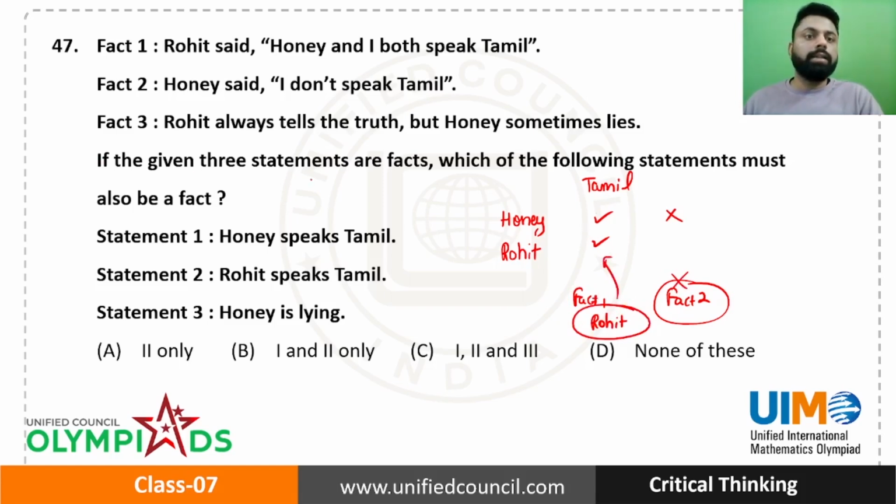If the given three statements are the facts, which of the following must also be true? Statement 1, Honey speaks Tamil. Yes. Rohit speaks Tamil. Yes. Honey is lying. Yes. So all three statements are correct. C option is the correct answer.